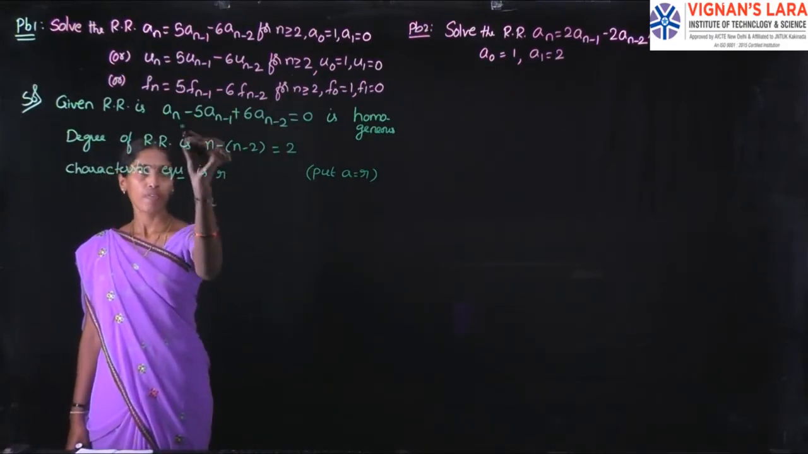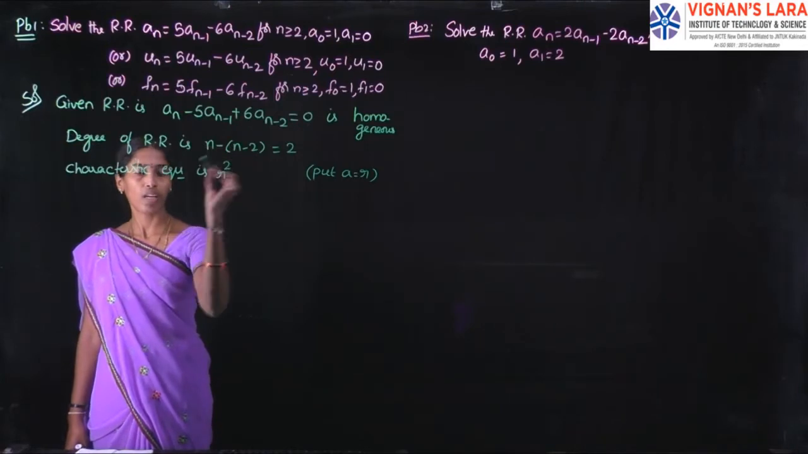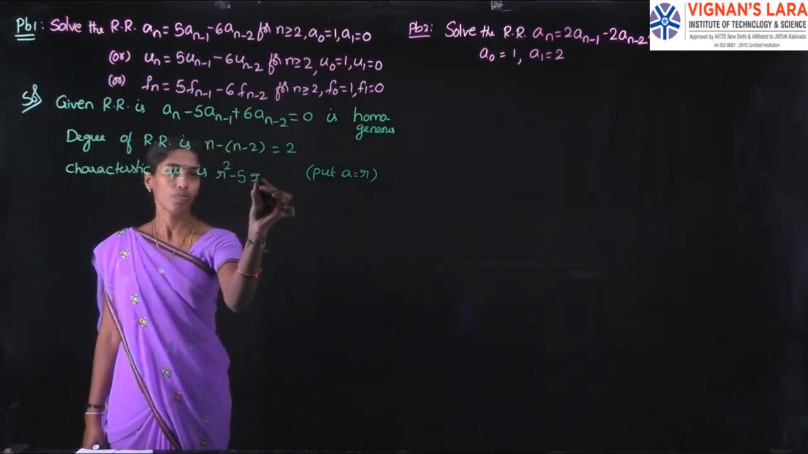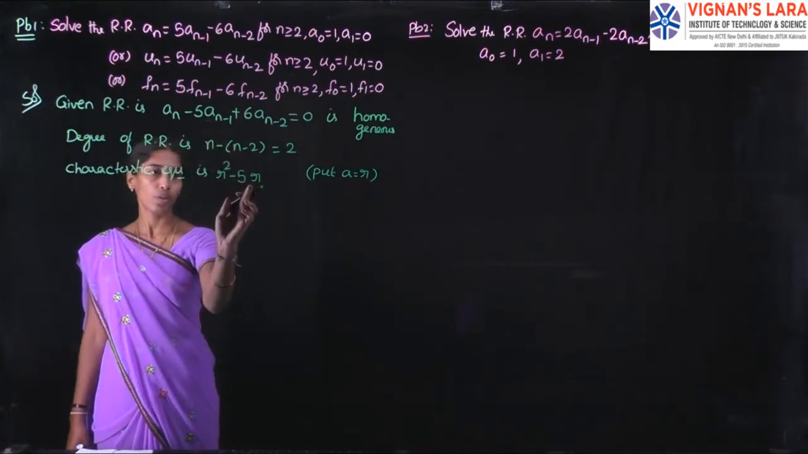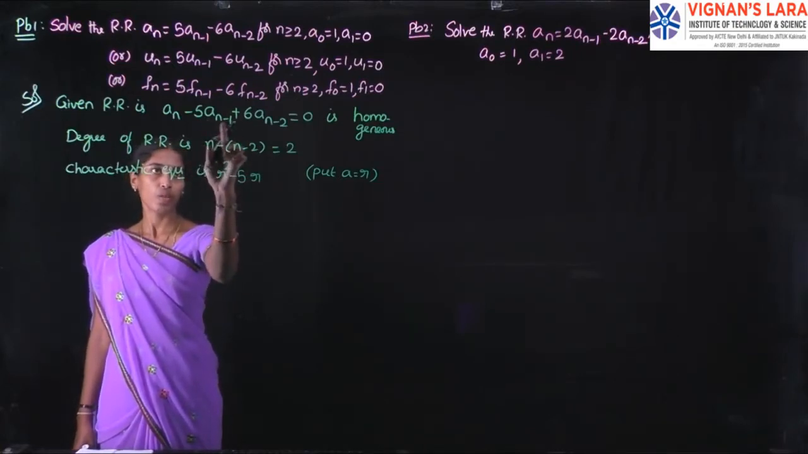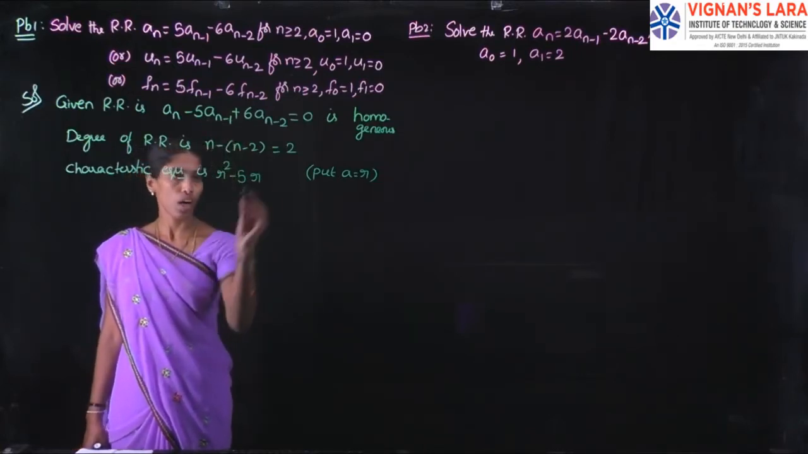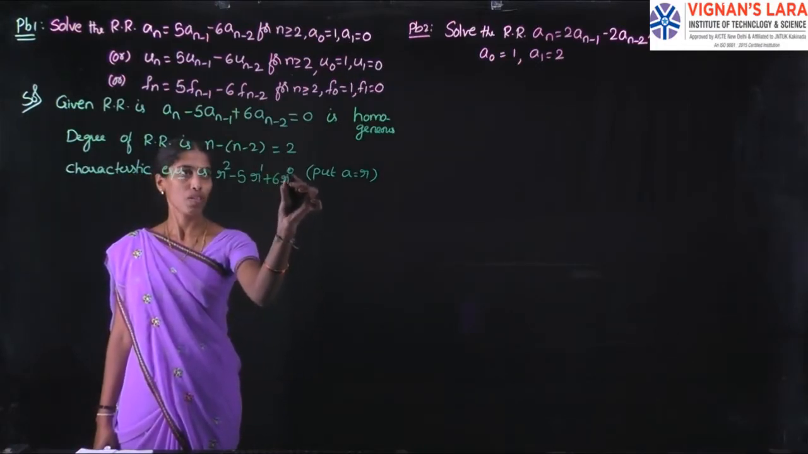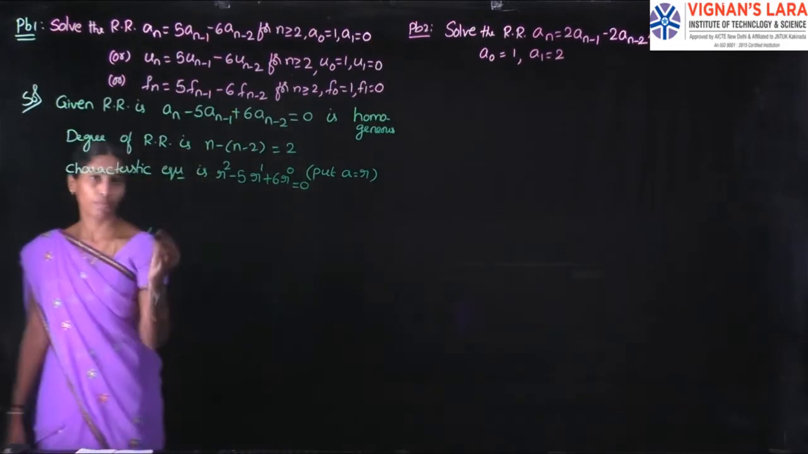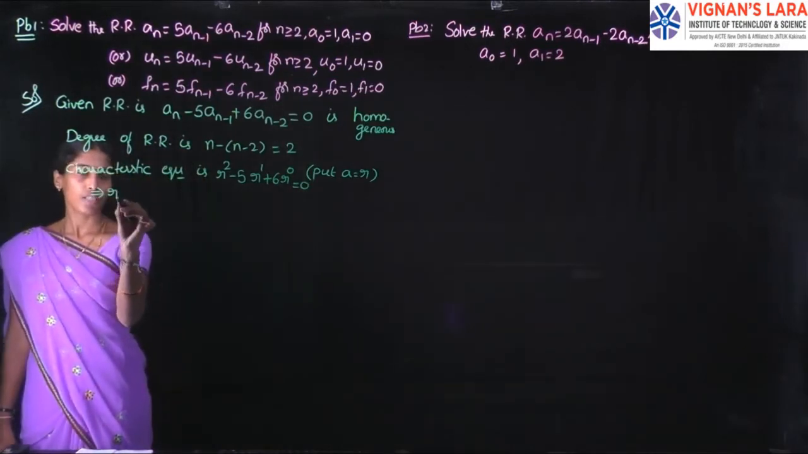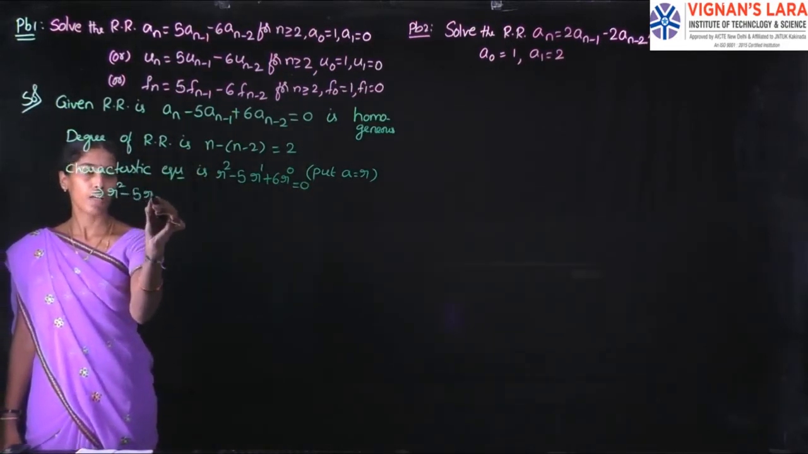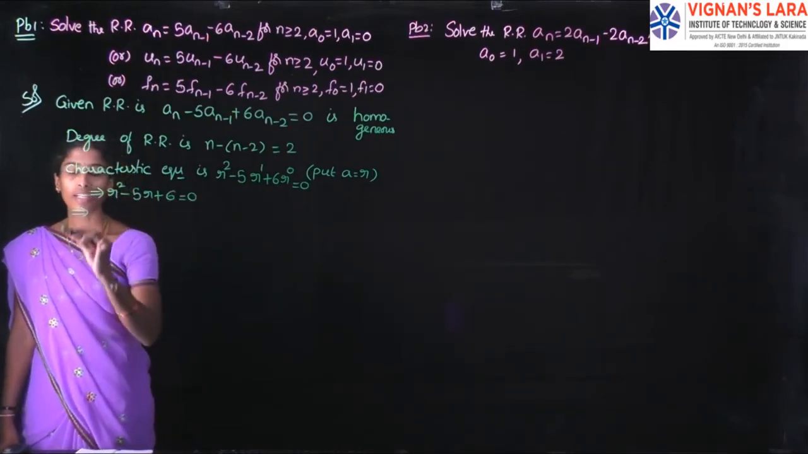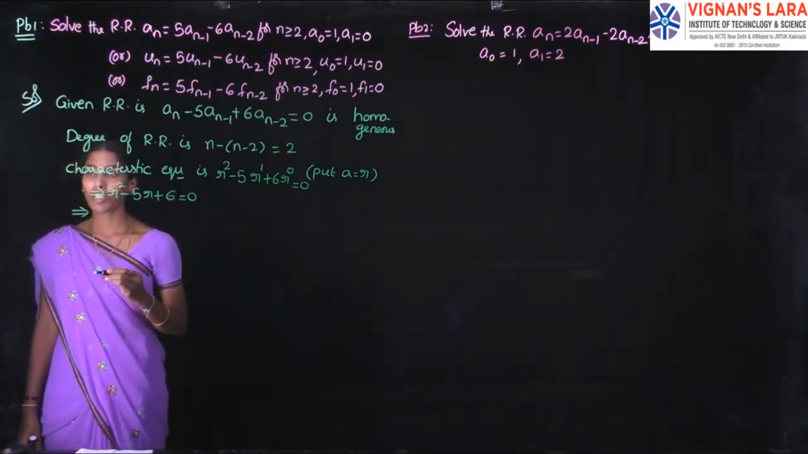So instead of writing in the suffix, write in the power: r square minus 5 into, again put a equal to r, suffix is 2 minus 1, its value is 1, write in the power, plus 6 into r power 0 equal to 0. So it becomes r square minus 5r plus 6 equal to 0. So find its roots. Those roots are nothing but the characteristic roots.